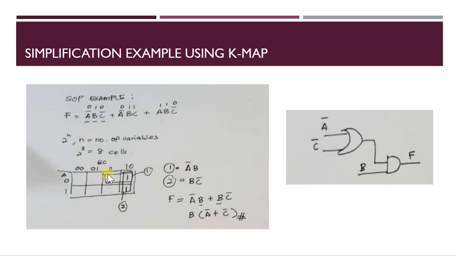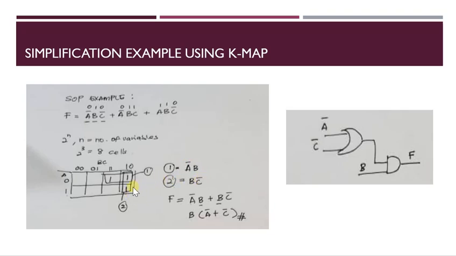And then we need to analyze the column part, right? The column part BC, which are the variables that we need to take. Since B maintains 1, 1, we take variable B. For C, it changes from 1 to 0, so we can ignore variable C. We only take variable B because the bits maintain the value 1. So the first grouping's simplification is A bar B, right?